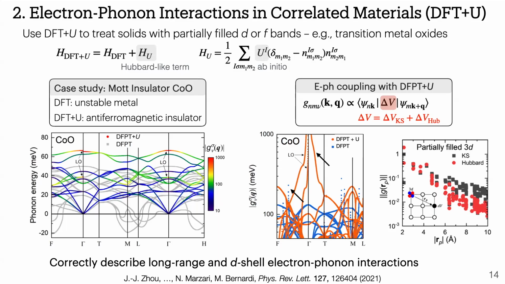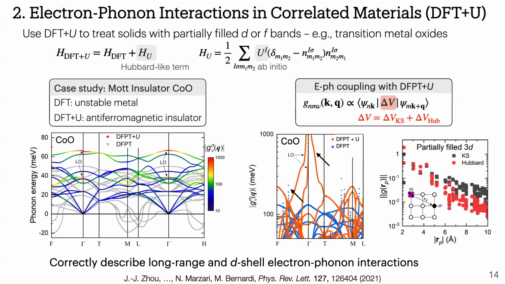But we took this a step further, and we implemented electron-phonon coupling within linear response DFT plus U, where now the change in potential picks up an extra term. So in addition to the change in the Kohn-Sham potential, you have the change in the Hubbard U potential due to the atomic motions. So what we've shown in this work is that that term is as strong as the change in Kohn-Sham potential, and it's particularly important to capture both the long-range electron-phonon interactions as well as the interaction within the open d and f shells.